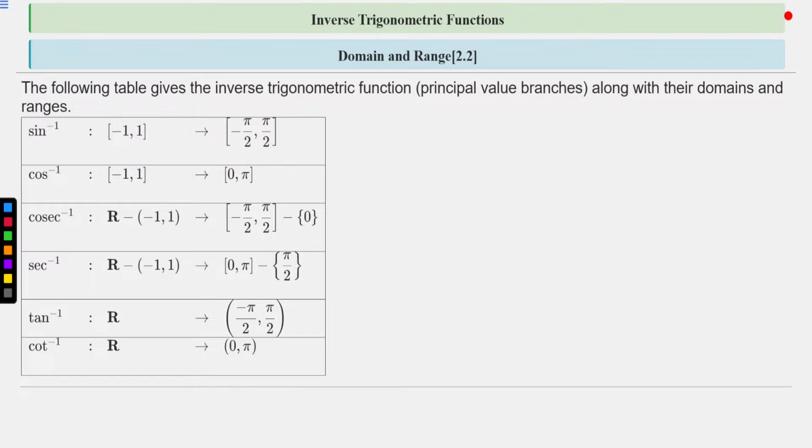Okay. So the following table gives the inverse trigonometric function, that is principal value branches along with their domain and ranges. So sine inverse: the domain of sine inverse is minus 1 to 1, and the range is minus pi by 2 to pi by 2. The domain of cos inverse is minus 1 to 1 and the range is from 0 to pi, right? You will have to remember these things.